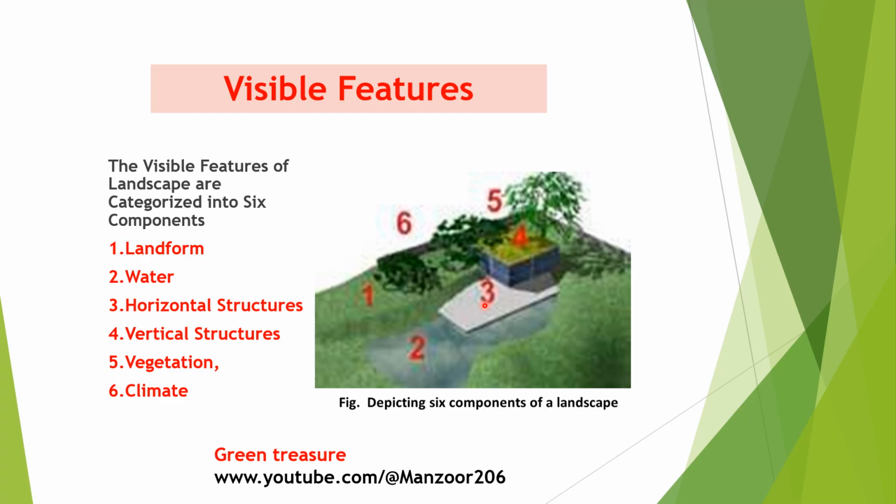What are the visual features of landscape? If you see this is the landscape here, first of all, the first point is landform. The second can be water bodies, it's water. And third can be its horizontal structures. Fourth can be vertical structures, which can include the buildings, can include the trees, and then the fifth will be the vegetation of the area, and the sixth is its climate. So we'll discuss them one by one, though briefly.